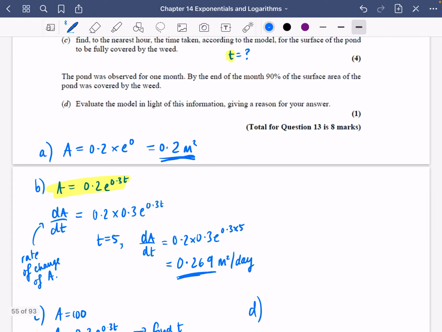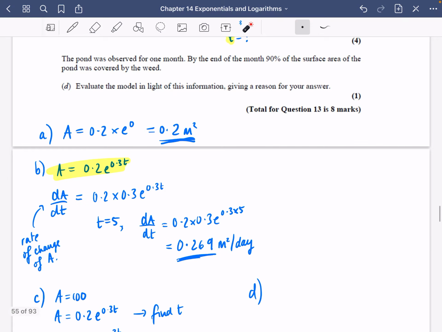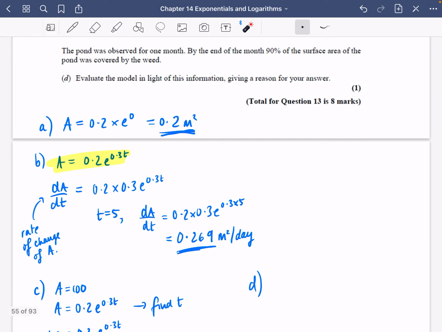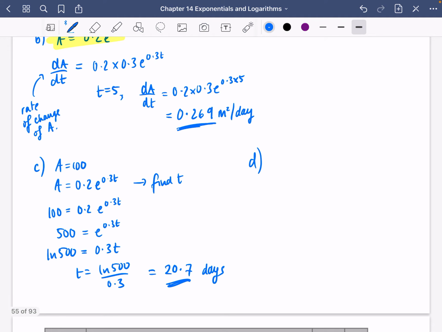Part D of the question says, the pond was observed for 1 month. By the end of the month, 90% of the surface area of the pond was covered by the weed. Evaluate the model in light of this information, giving a reason for your answer. So we've just said that we think it's going to take 20 or 21 days to cover the whole pond. But someone's been watching it, and at the end of the month, only 90% of it has been covered. So when it says evaluate, it's saying, is it a good model or a bad model? Well, I don't think it's a very good model, because our model says that it should be covered by the 21st day, and it's still not covered by the end of the month. So I think we should just write that down.